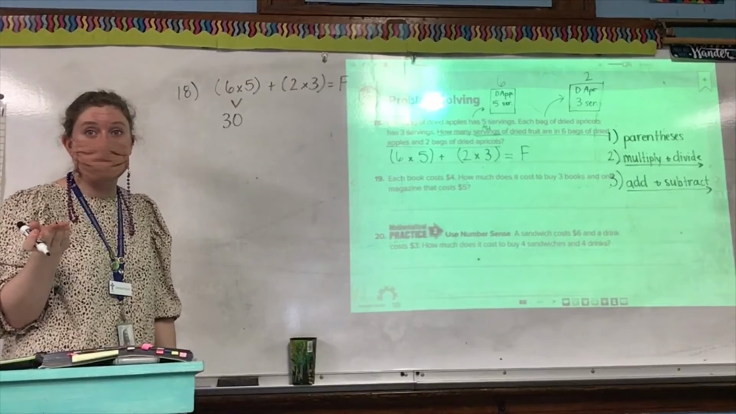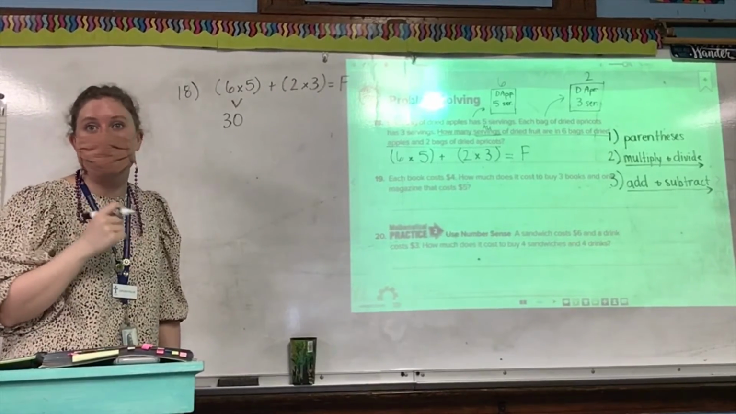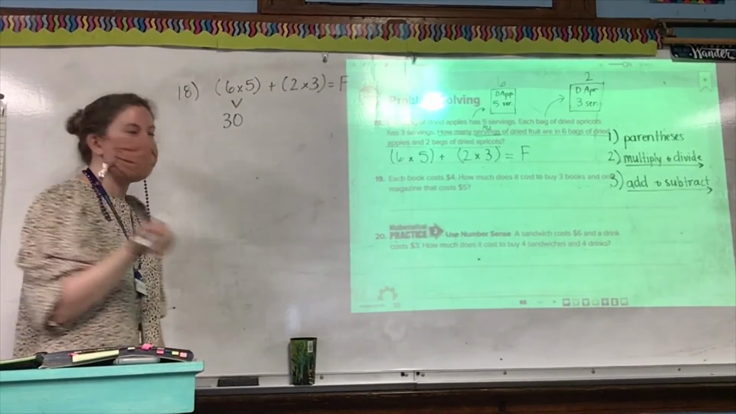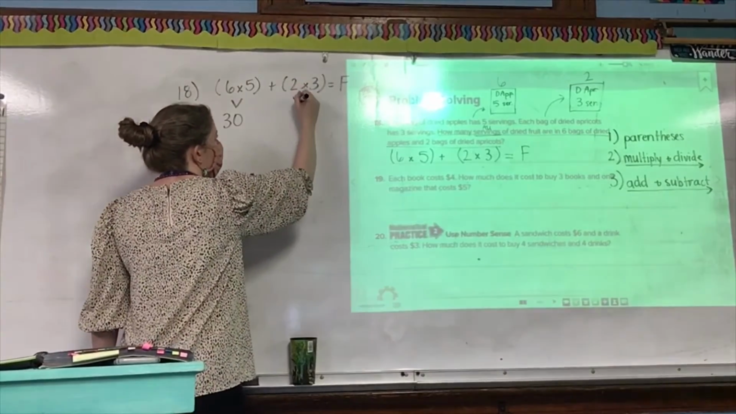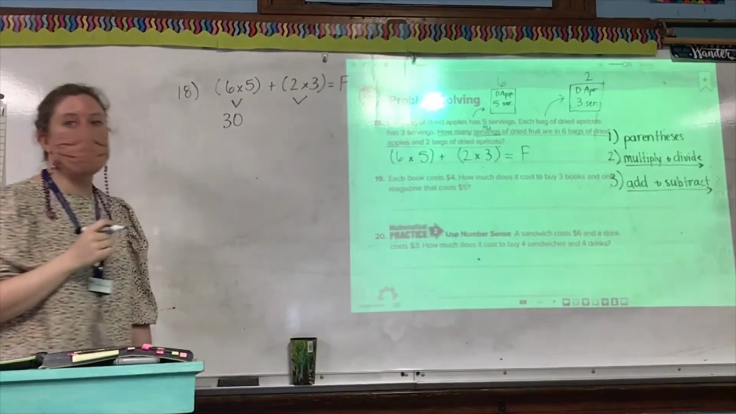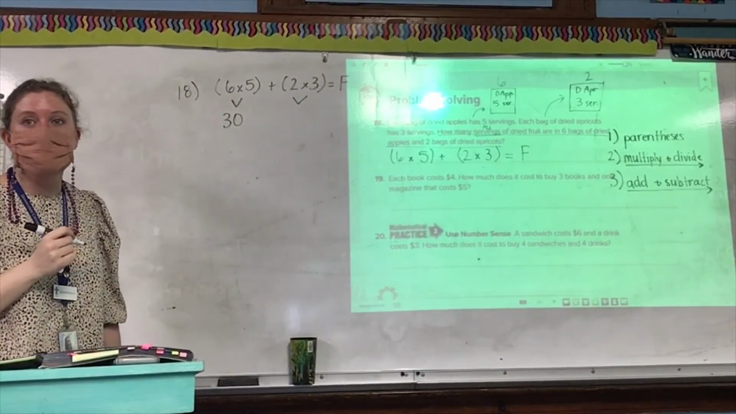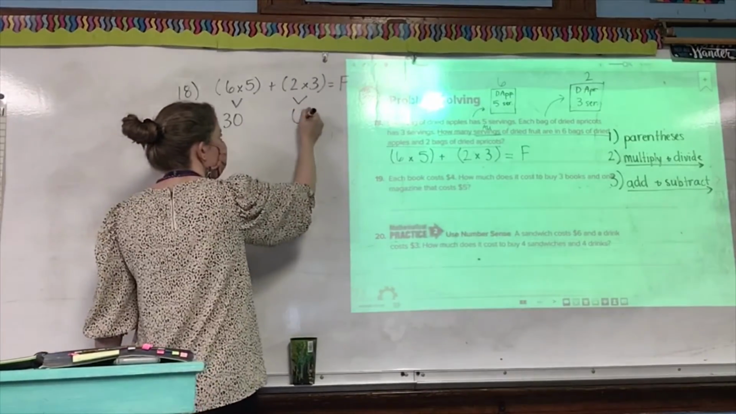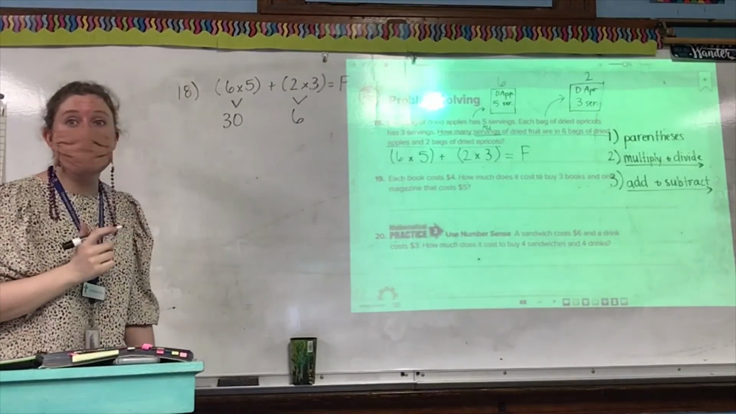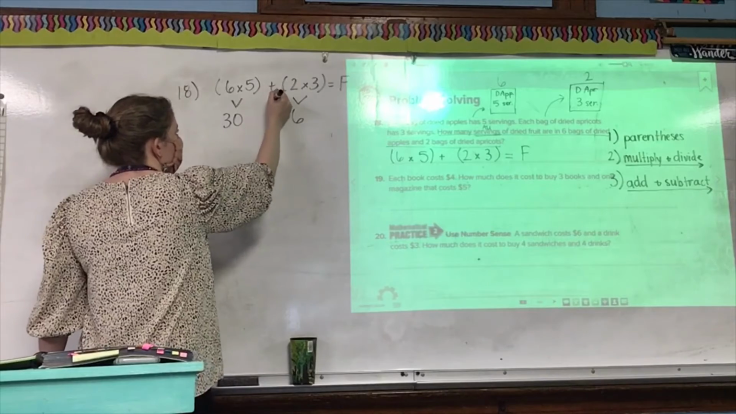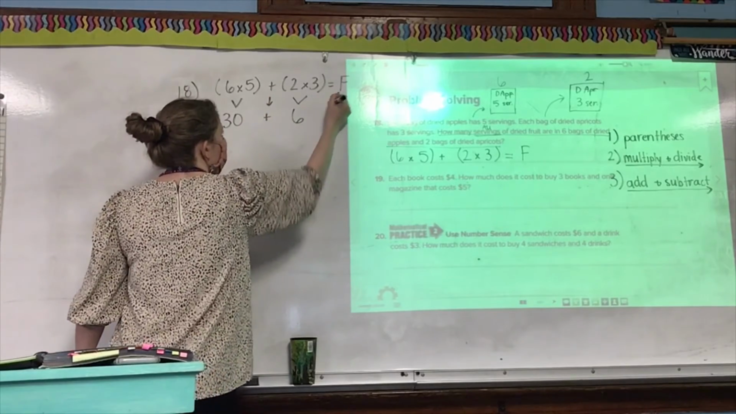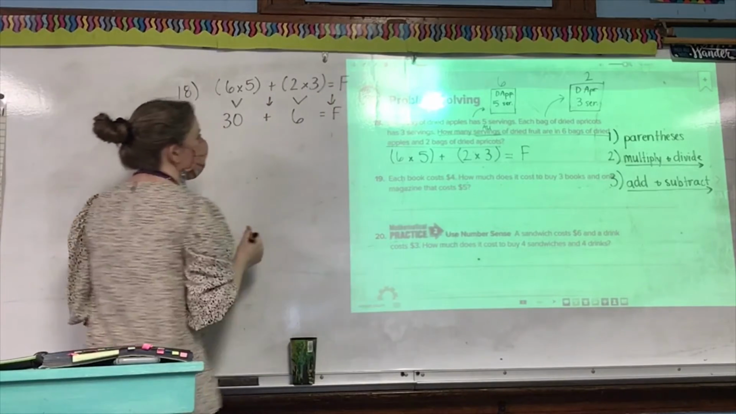Now I have other parentheses. Do I need to rewrite those too, or can I just go ahead and solve the other parentheses as well? I can go ahead and solve them. So I'm going to put a caret under 2 times 3, which is 6. Now I'm going to bring down the rest of my problem, the plus sign and the equals F.